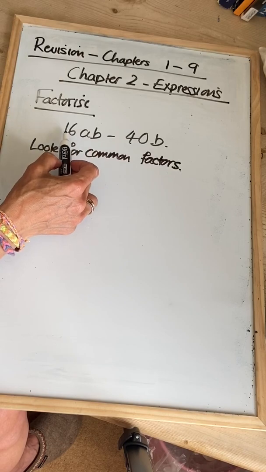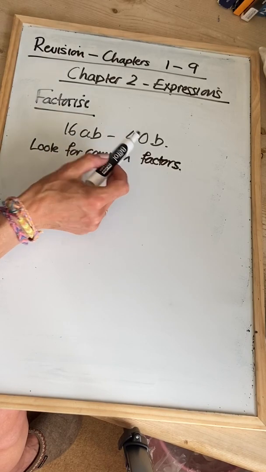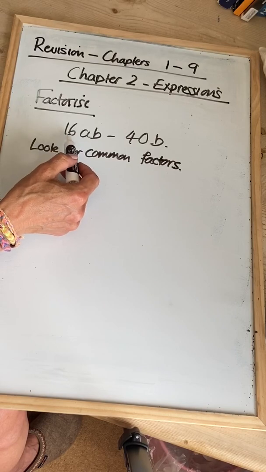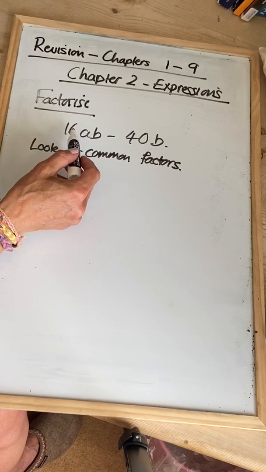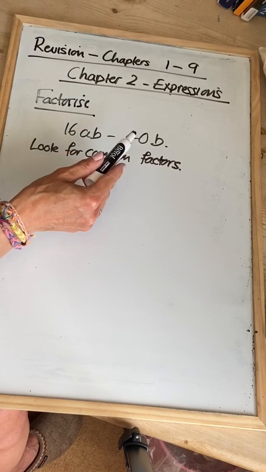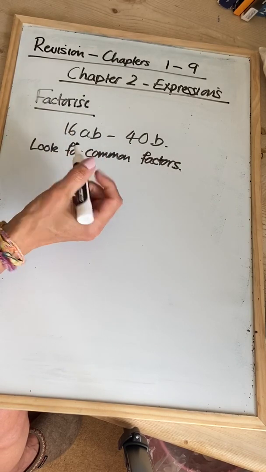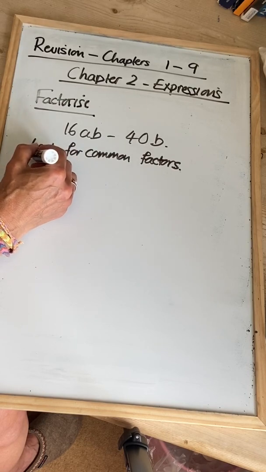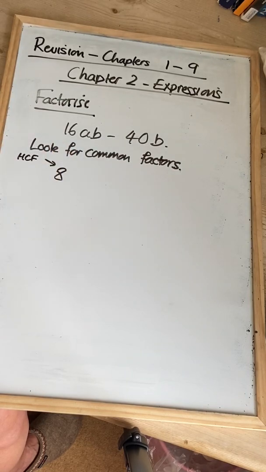Well, the number 16 and 40. First of all, look at the numbers. What times table are they both in? Well, they're both in the 2 times table. They're both in the 4 times table. And in fact, they're both in the 8 times table. So you look for the highest common factor of both of those numbers, and that's 8. And I'm going to write HCF next to it, highest common factor. We did a lot of that in year 8.